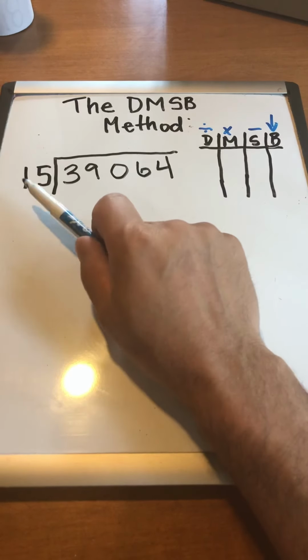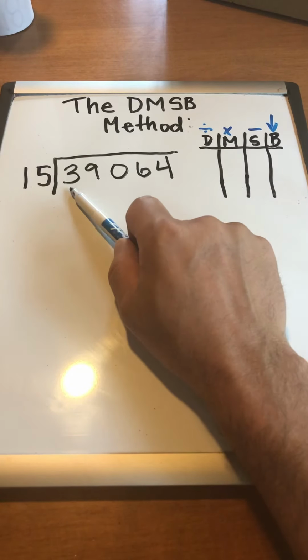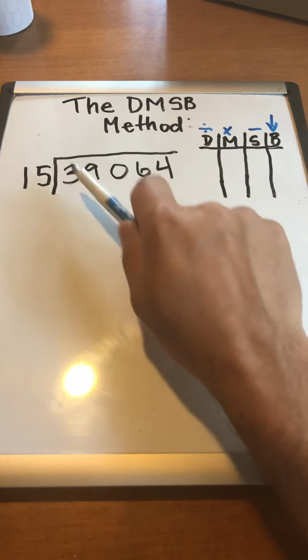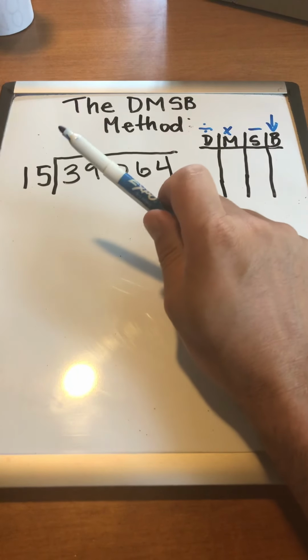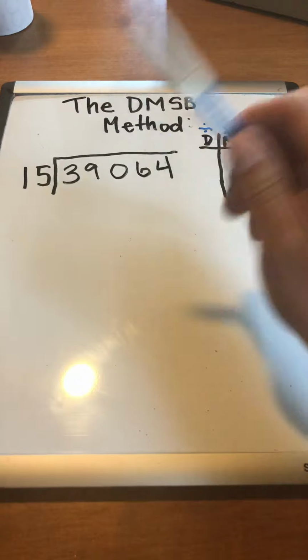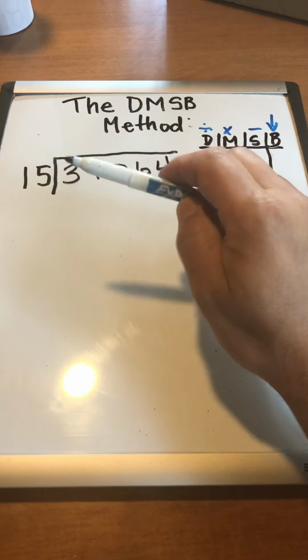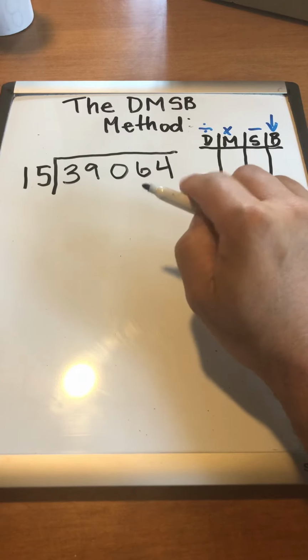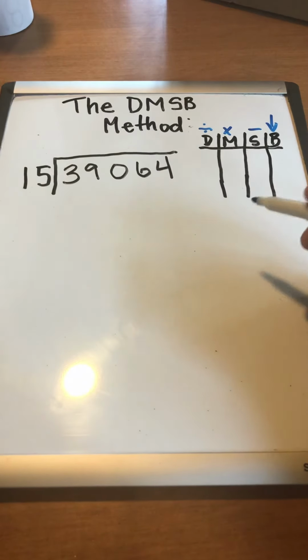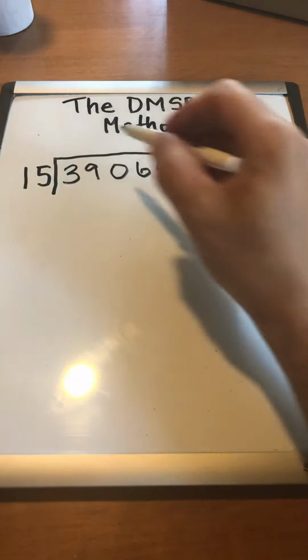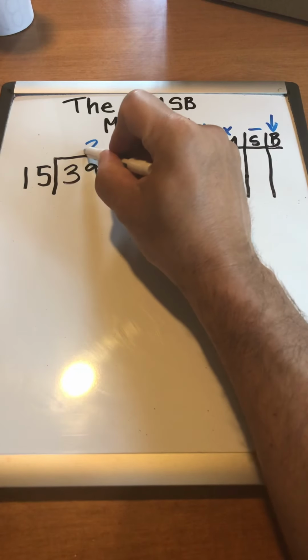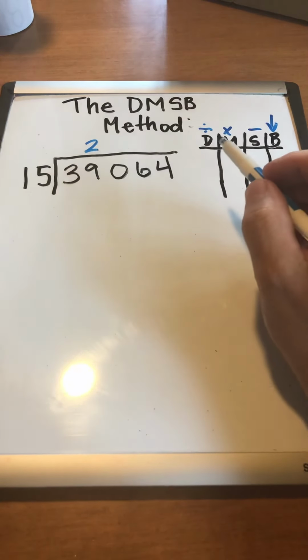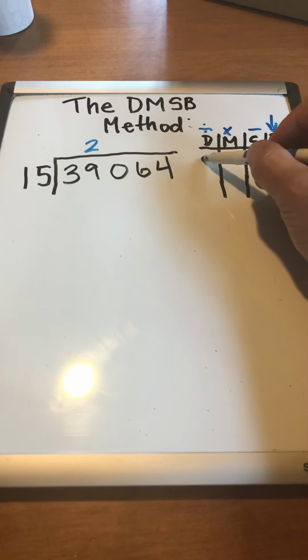So the first thing we'll do is 15 can't go into 3, right? But I can do 15 into 39. So if I'm counting by 15s, 15 times 1 is 15, 15 times 2 is 30, and 15 times 3 is 45. 45 is too big, so I've got to go back down to 15 times 2, and that equals 30. So that's my divide step.